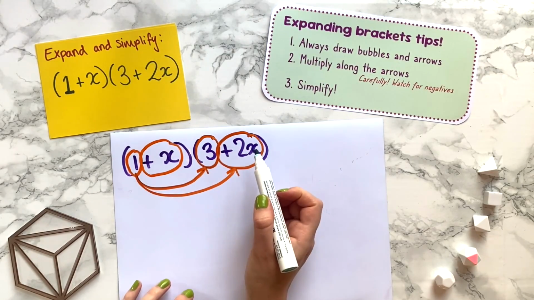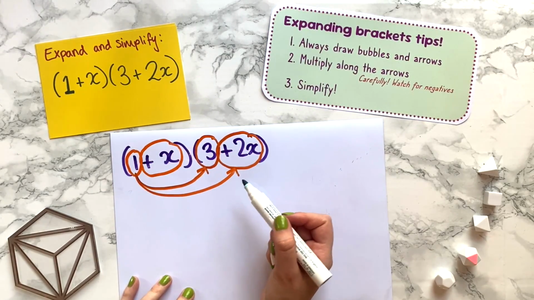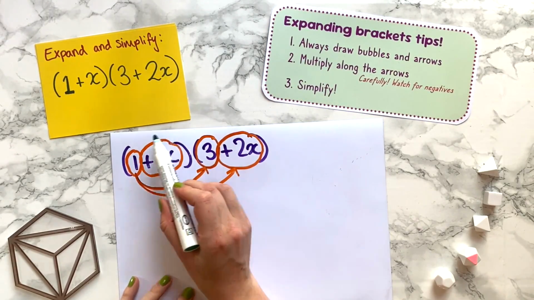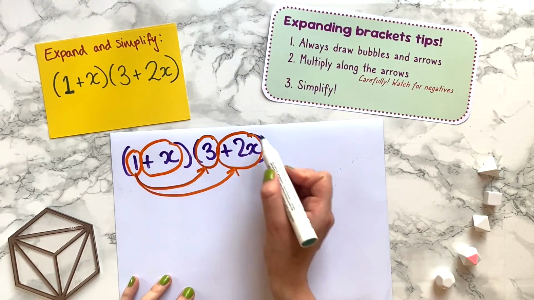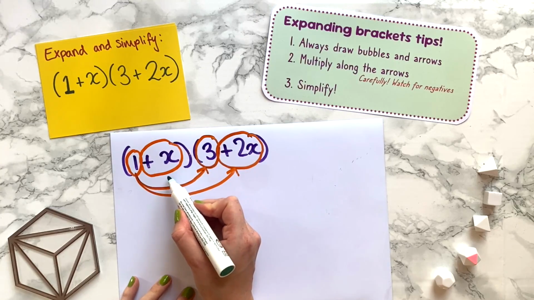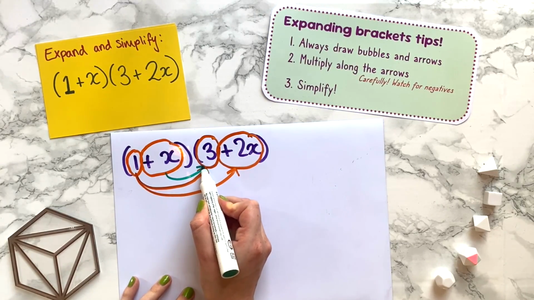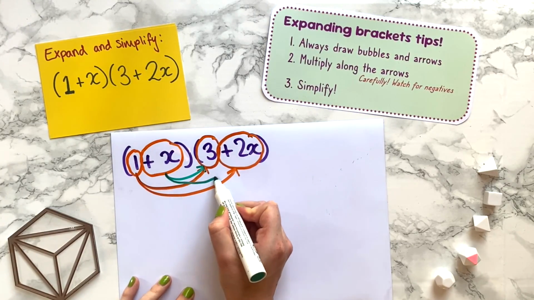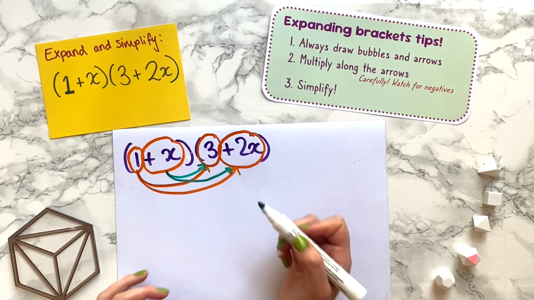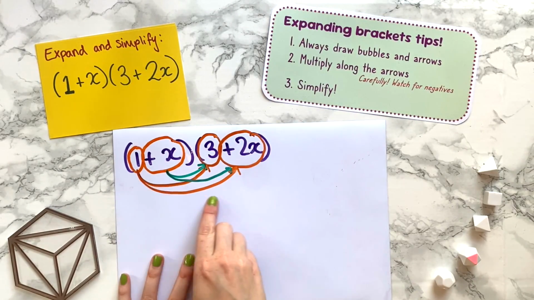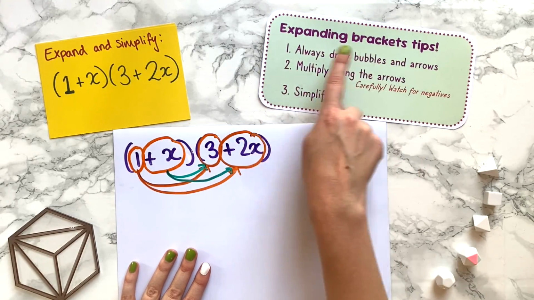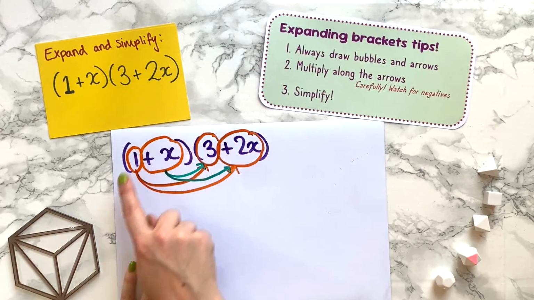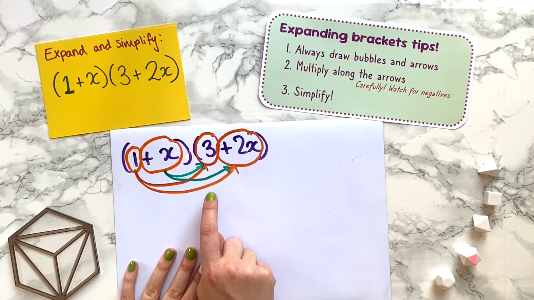I'm going to get another colour now, because we're going to draw some more arrows, this time from the second term in this first set of brackets, the plus x. This also goes to everything in the second set of brackets. So the plus x is also going to go to the 3, and it's also going to go to the plus 2x. So we've drawn 4 bubbles and 4 arrows in this case. Then, much like before, we're going to multiply along these arrows. We need to be careful here because we've now got 4 arrows to deal with.